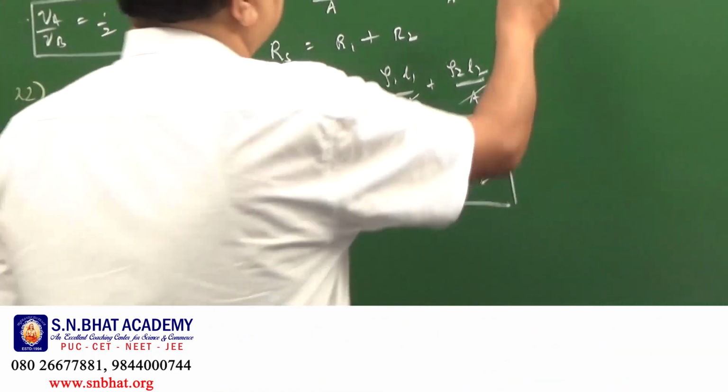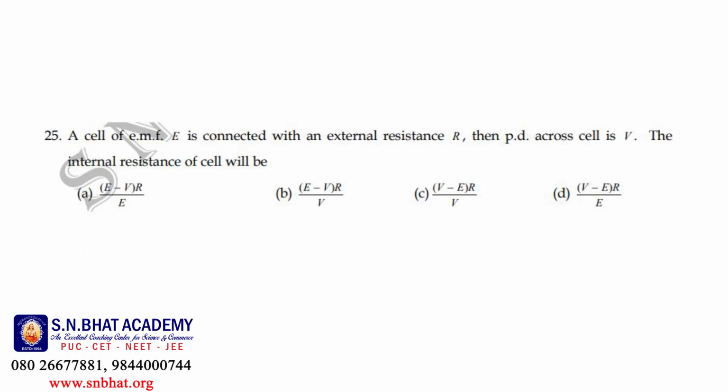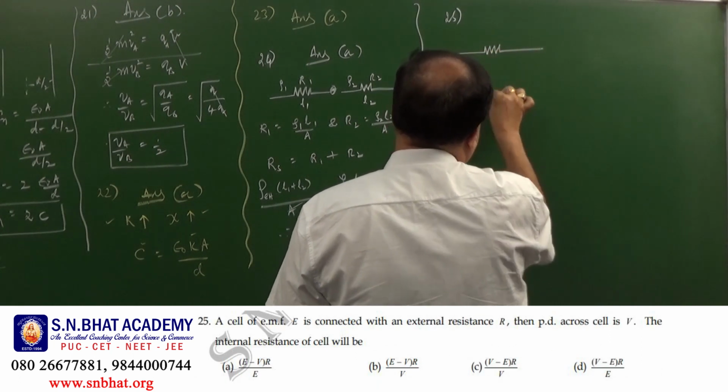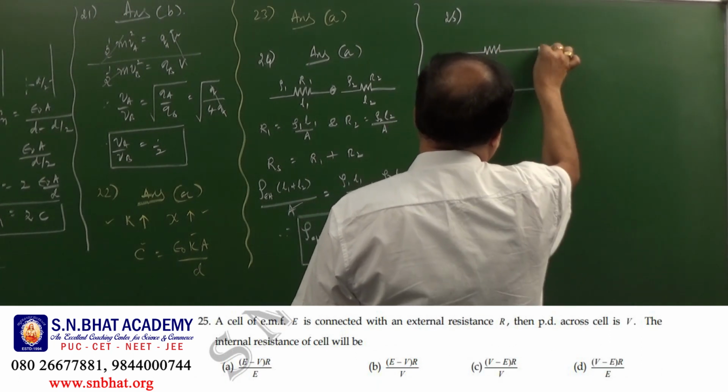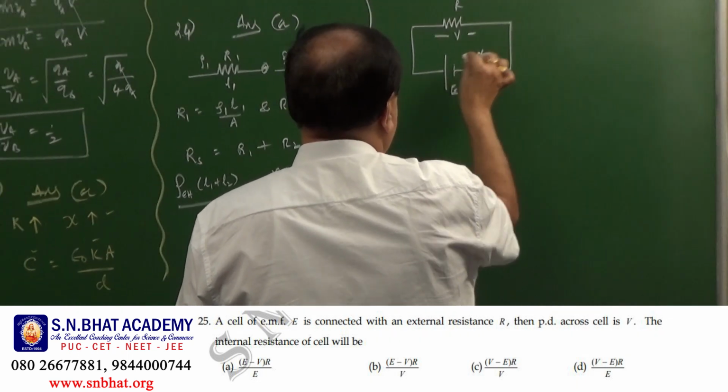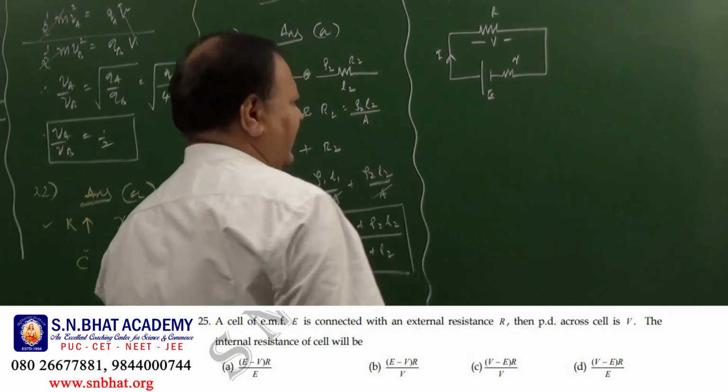Okay, next is question number 20. A cell of EMF E is connected with an external resistance R. Then the potential difference across the cell is equal to V. The internal resistance would be, you know that this is the resistor R. We have connected an internal resistance like this. This is R. Here the terminal potential difference is V. This is the internal resistance and I is the current.